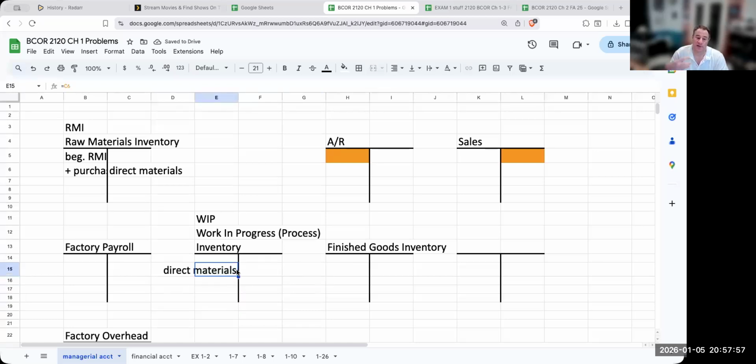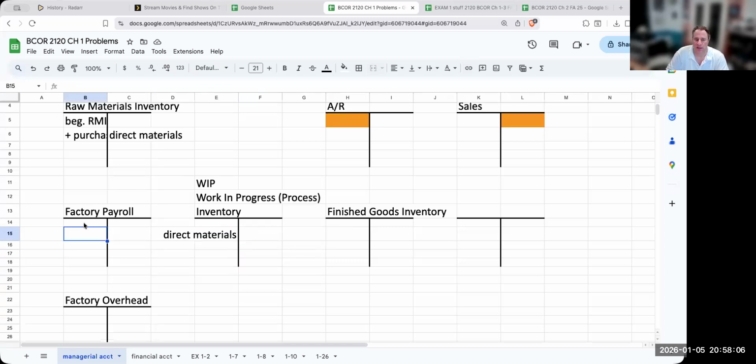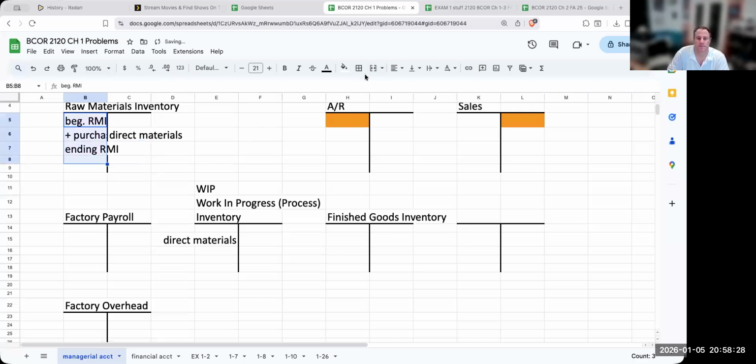However, in order to get these raw materials into finished goods, it doesn't get there on its own. It's going to need help. And what it will need is our factory payroll. This is not the payroll of our accountants, of our attorneys, of our salespeople. This is payroll related to our manufacturing. And by the way, this is going to give us our ending raw materials inventory.